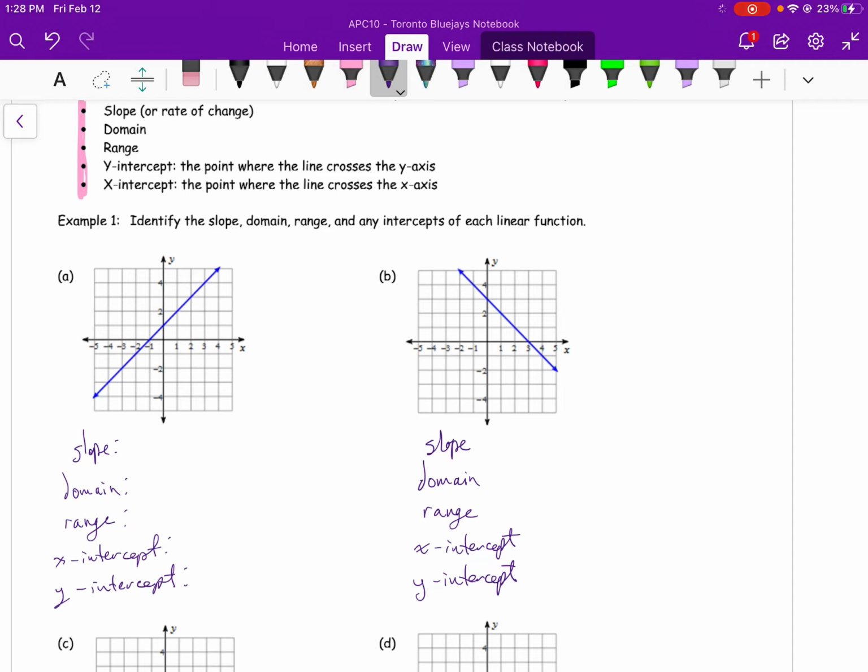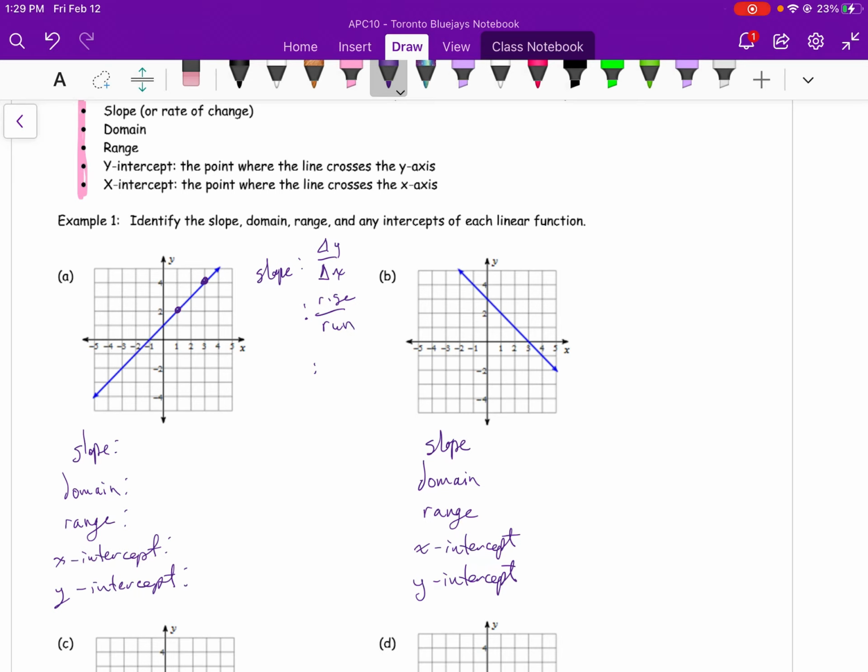So we're going to identify the slope, domain, range, and any intercepts for the functions. If I take a look at my function here, generally speaking, I like to identify where my coordinates are integers. So to calculate my slope, it is my change of y over my change of x. Some people call this rise over run.